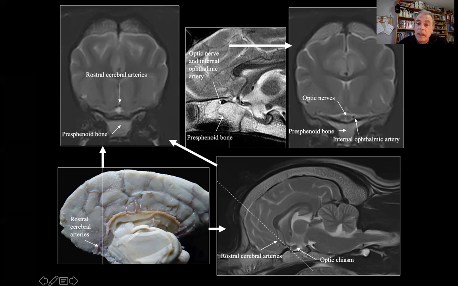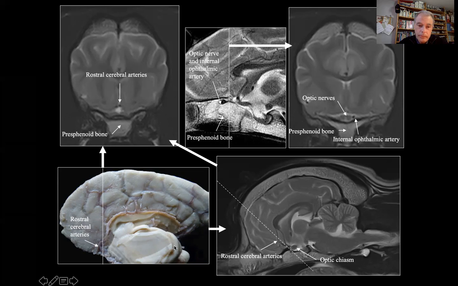So we see the rostral cerebral artery running in close contact with the corpus callosum. As it goes rostrally, it can be identified at this level in the presphenoid bone. And here you see these are the optic nerves, the presphenoid bone with the orbital fissure, and this black dot corresponds to the internal ophthalmic artery. We have seen that it runs parallel to the optic nerves.